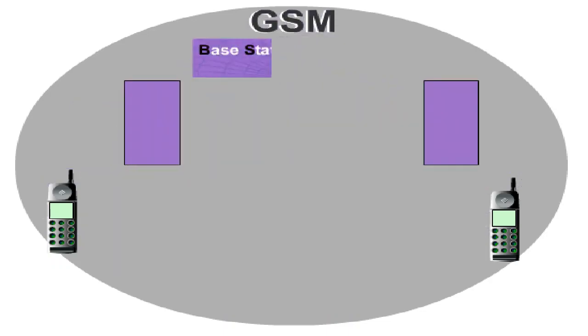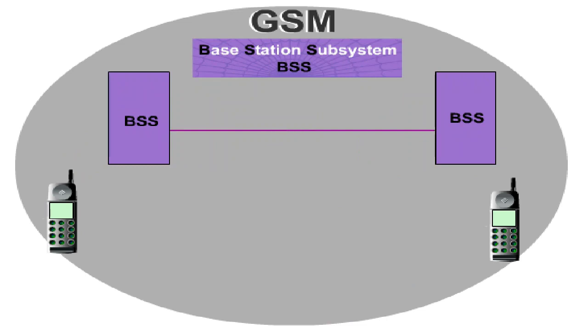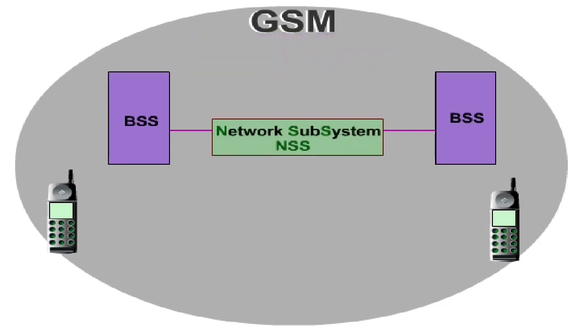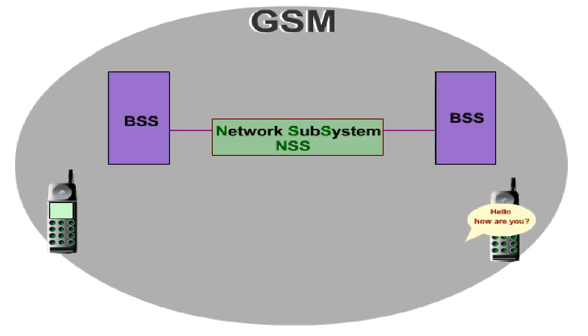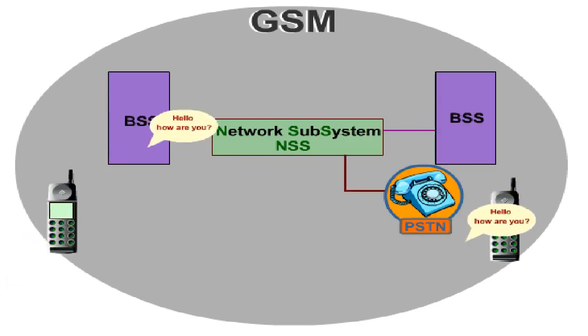The base station subsystem, BSS, provides the connection between the mobile stations and the network subsystem, NSS. The NSS forwards user signals to other mobiles via the BSS, or subscribers in the public switch telephone network, PSTN, and provides necessary customer data.